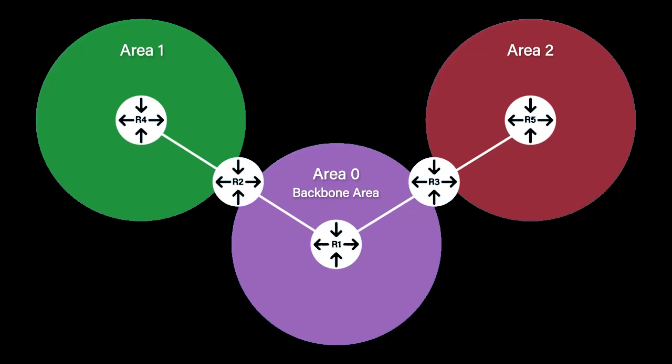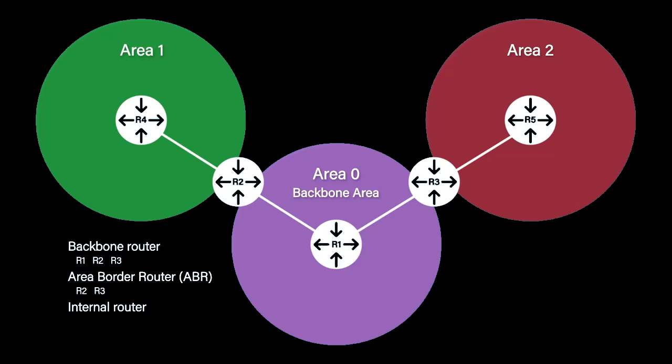Before finishing, we've already looked at ABRs, but there are some others. Backbone routers. These are all routers that are in, or partially in, the backbone area. So in this case, Router 1, Router 2, and Router 3 are backbone routers. Area border routers. We've already looked at these, and they are routers that connect to more than one area. Router 2 and Router 3 are ABR routers.